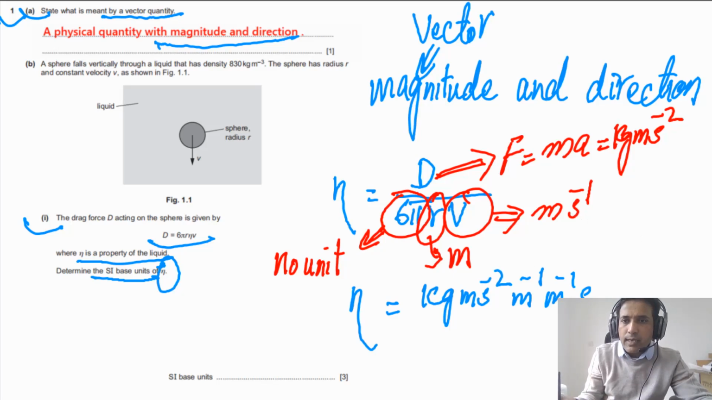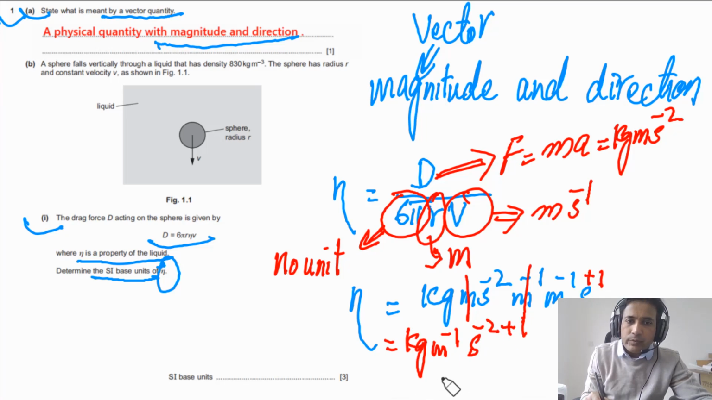Now we can cancel. This meter we have here we can cancel with this one. So what is remaining? We have kg, and we have meter per meter, and here we have s to the power of minus 2 plus 1, because its power is 1.